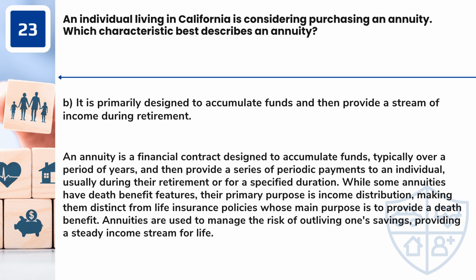An annuity is a financial contract designed to accumulate funds, typically over a period of years, and then provide a series of periodic payments to an individual, usually during their retirement or for a specified duration. While some annuities have death benefit features, their primary purpose is income distribution, making them distinct from life insurance policies whose main purpose is to provide a death benefit. Annuities are used to manage the risk of outliving one's savings, providing a steady income stream for life.